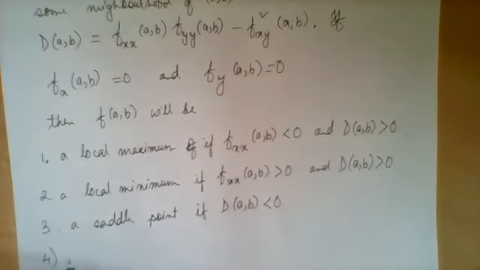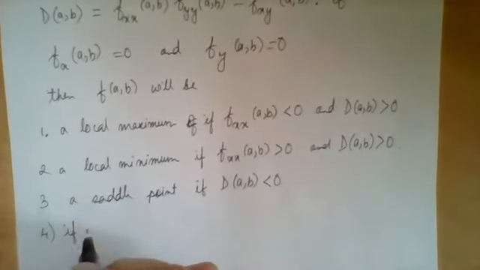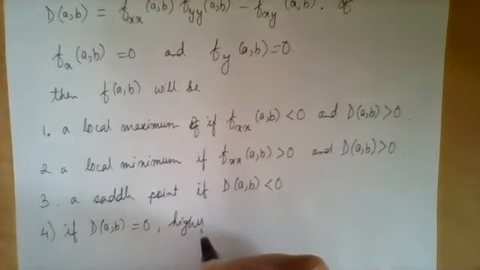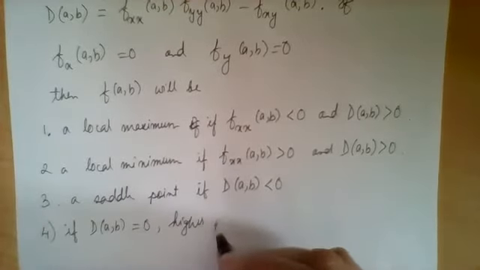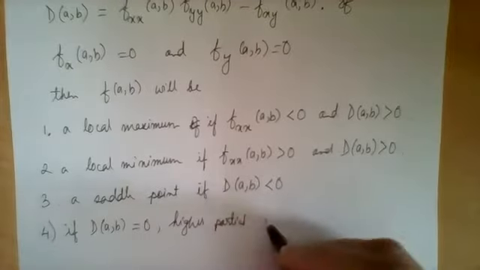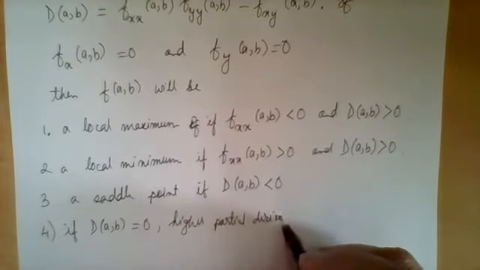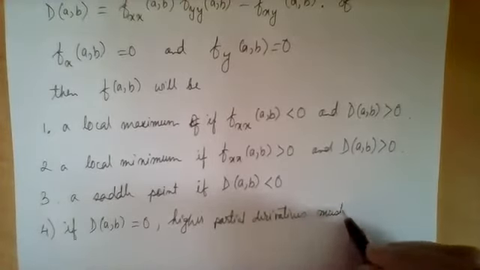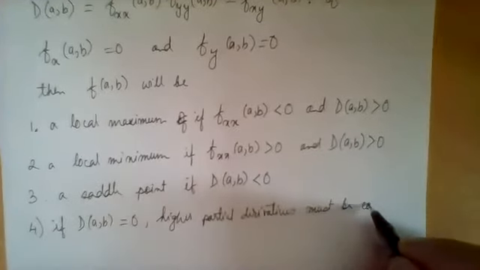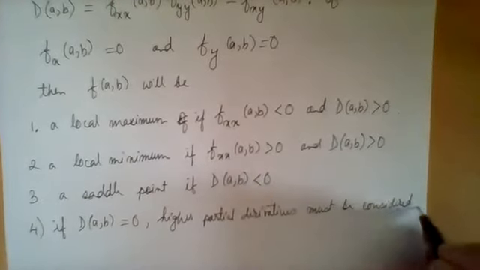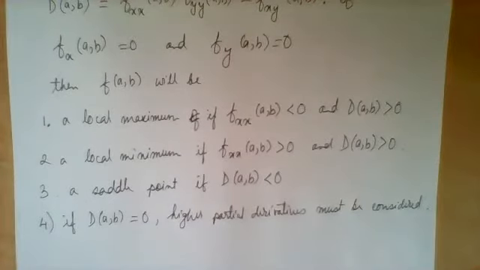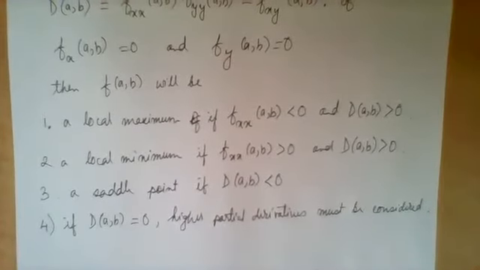Number 4, if D(a, b) is equal to 0, higher partial derivatives must be considered. So these are the conditions for the point to be a local maximum, local minimum or saddle point.